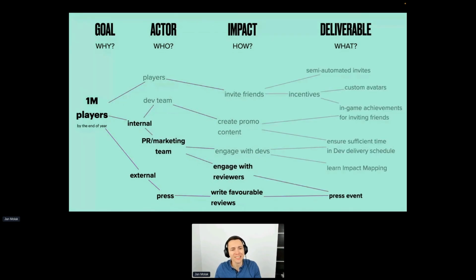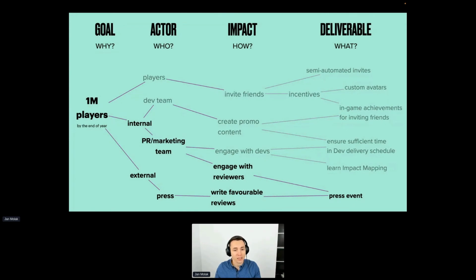Now, once we understand the actors involved and the changes in behavior that we need to influence, we can start to think about the deliverables. So perhaps if our PR marketing team engaged with reviewers by organizing a press event, it could help to influence more favorable reviews. Now, you might be wondering, who should be drawing those impact maps?